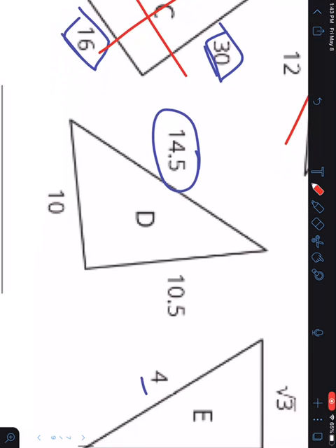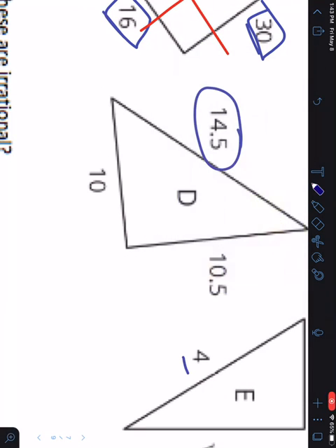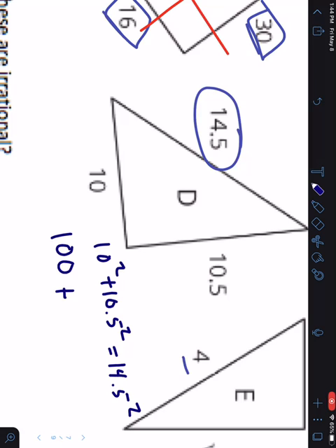Okay? All right, so let's look at this one here. This one's a good one. This is going to be fun. All right, so 10 squared plus 10.5 squared. Those are our shortest lengths, so they are the legs. Is equal to 14.5 squared. Oh, a lot of 0.5s. Let's see if we can do this. So 10 squared is 100. We know that 10.5 squared is going to be 110.25, is equal to 210.25.